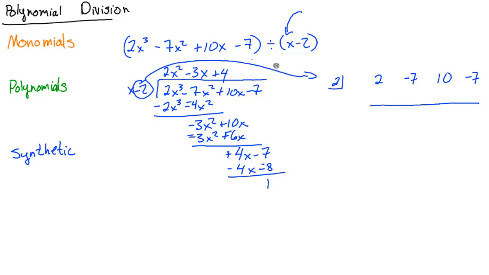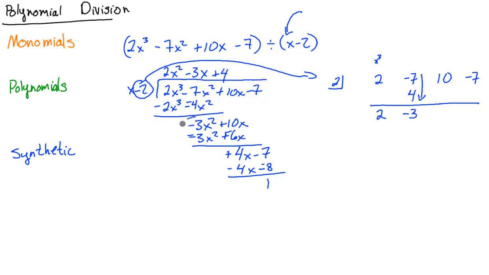So first of all, this x minus 2 goes to a 2, and write down the coefficients. This was the x cubed column. Let's keep that in mind. So this is how synthetic division works. 2 drops straight down. 2 times 2 is 4. So you take that number times this number is 4. Then add straight down. Negative 7 plus 4 is a negative 3.